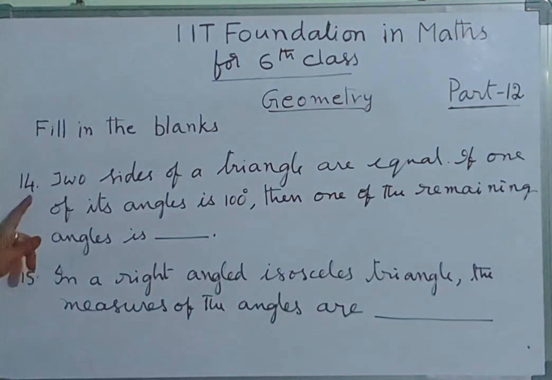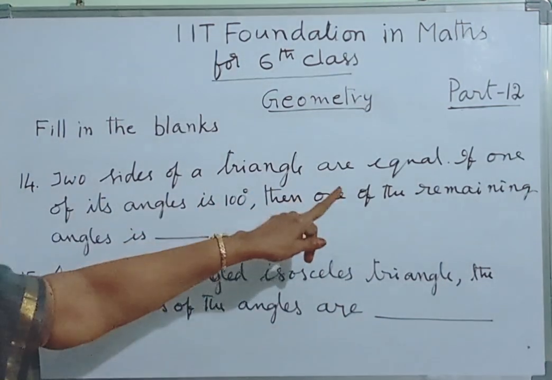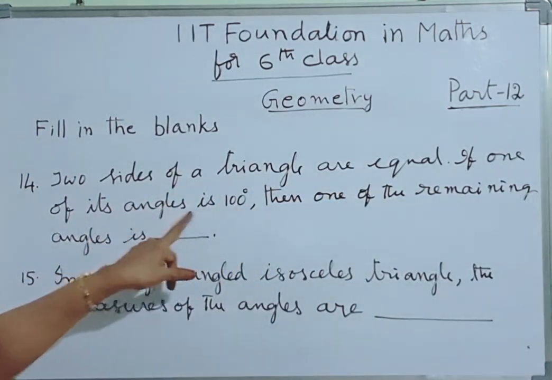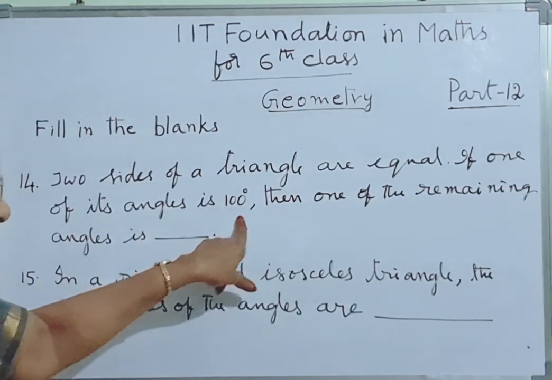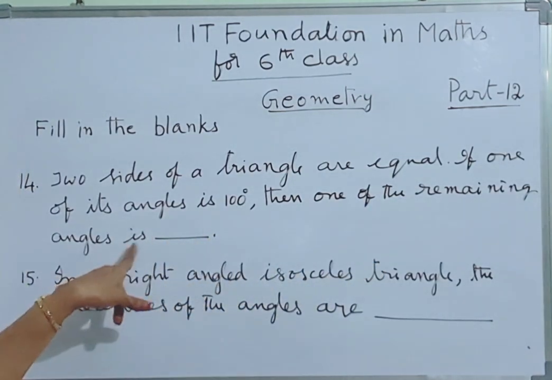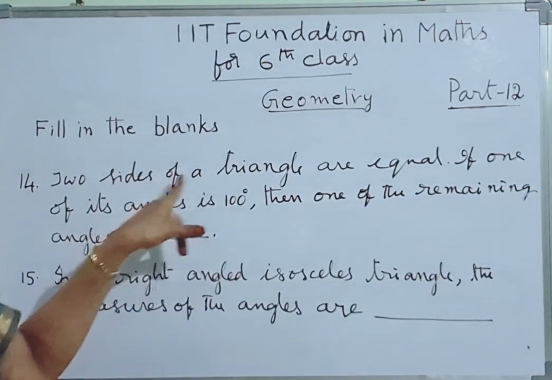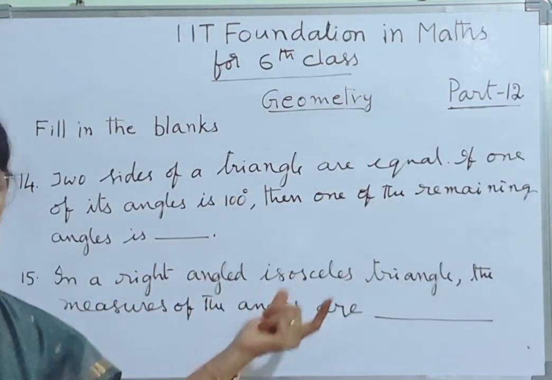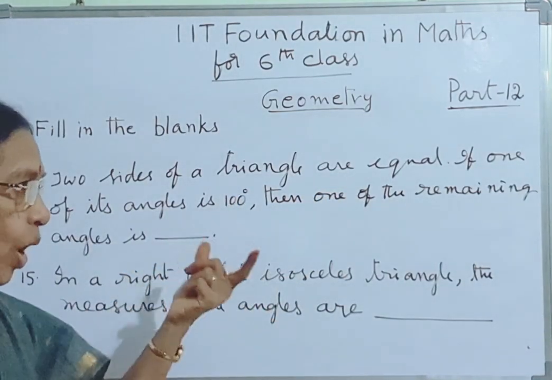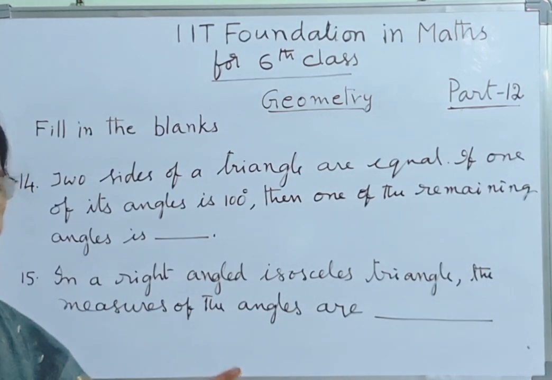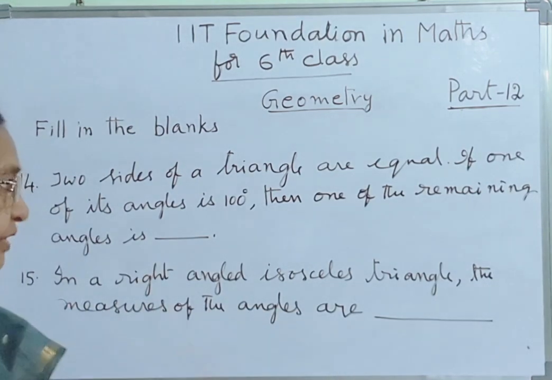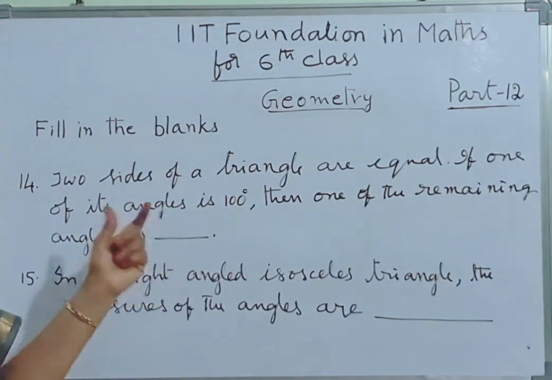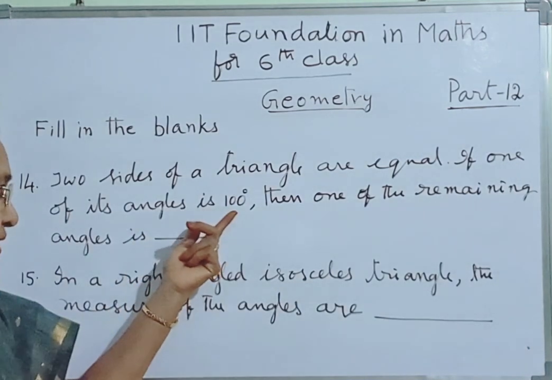Next, 14th problem. Two sides of a triangle are equal. If one of its angles is 100 degrees, then one of the remaining angles is dash. Two sides of a triangle are equal. When two sides of a triangle are equal, the opposite angles are equal. That is, two angles of the triangle are equal. One of the angles is 100 degrees.